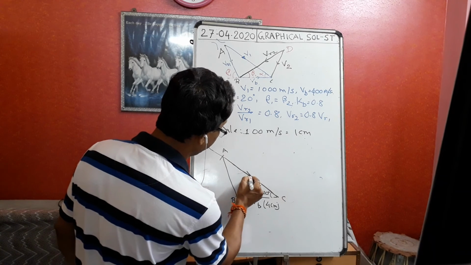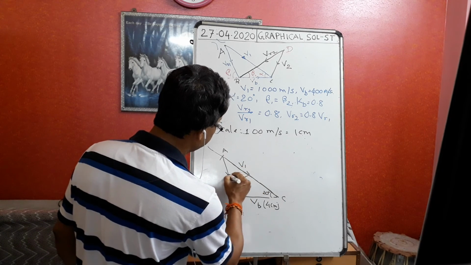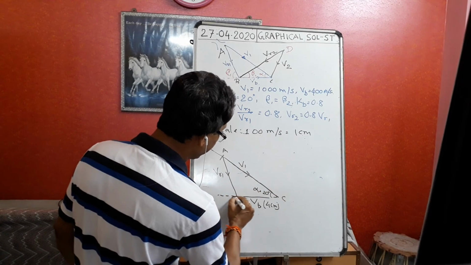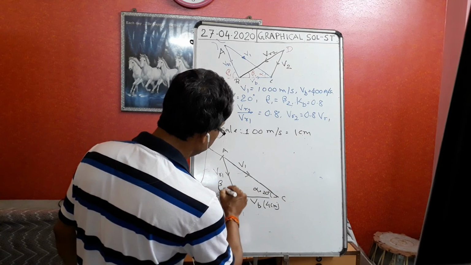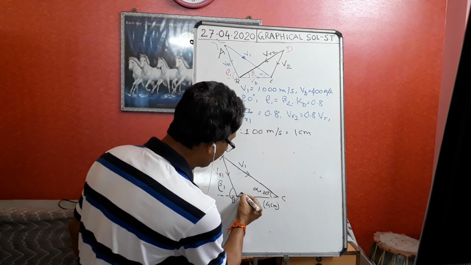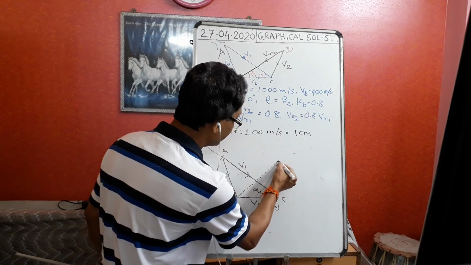I know this is my V1, this is my VR1, and this is my alpha, 20 degree. Then I can measure the beta 1. But it has been told that beta 1 is beta 2, so from here I draw another line.